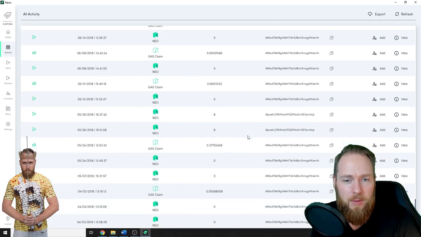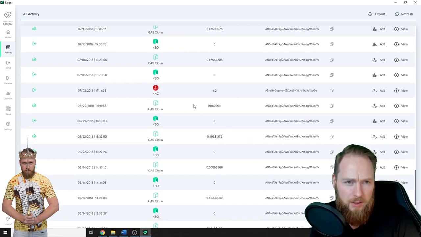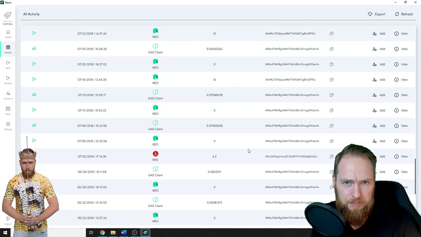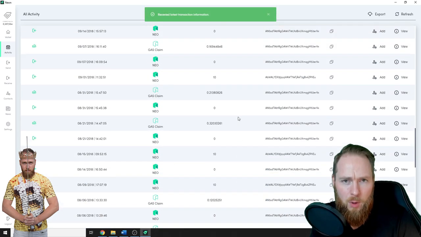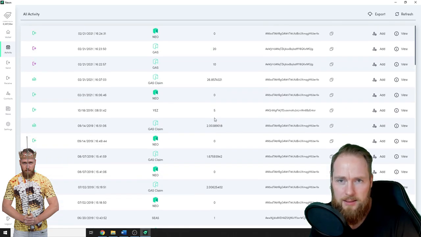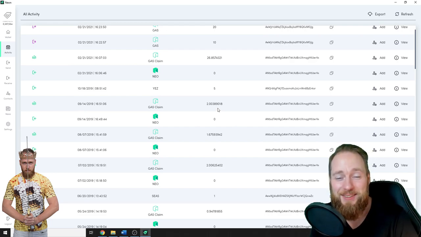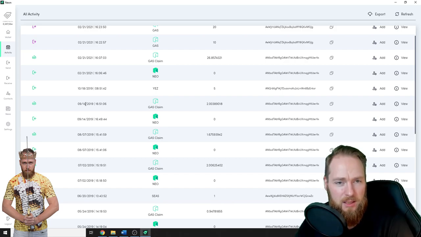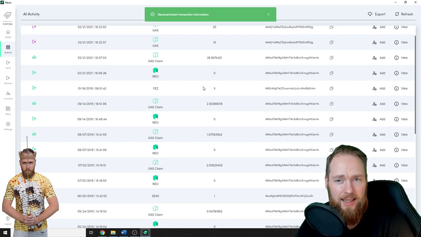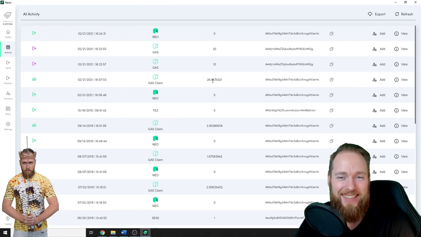So here I claimed my gas. So here is when I received the airdrop. I added some more NEOs in here. And then the last time I claimed was the 14th of September 2019. That was the last time. So I claimed two gas on the 14th of September 2019. And then a few days ago, I logged in and I claimed 26 gas.